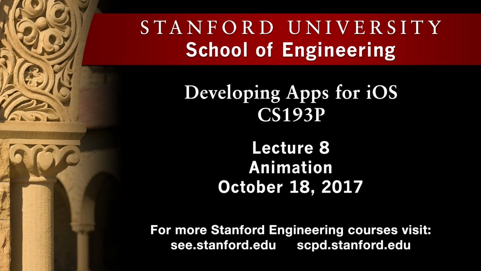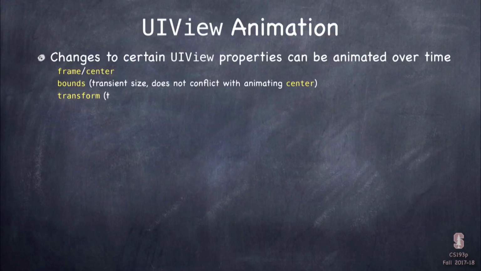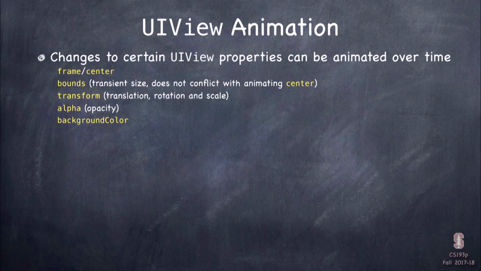Okay, well, welcome to lecture number 8 of CS193P, fall of 2017. Today it's all about animation. It's going to continue a little bit of what we talked about last time. There's 3 kinds of animation I'm going to talk about today. The first is UI view property animation, and it's exactly what it sounds like.